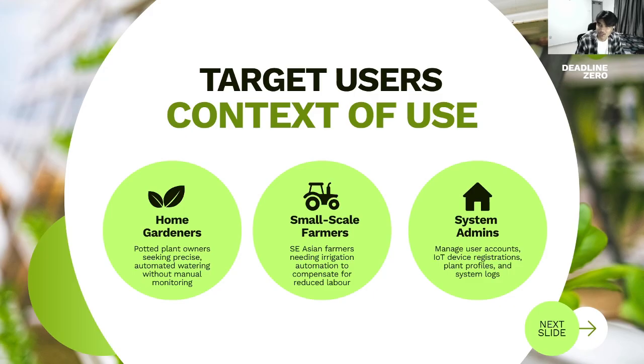Mainly, we have three target users: home gardeners, small-scale farmers, and also system admins. The home gardeners seek precise and also automated watering without manual monitoring. The small-scale farmers, especially the Southeast Asian farmers, need irrigation automation to compensate for their low number of labor workforce. And lastly, system admins will manage user accounts, IoT device registration, plan profiles, and also system logs. This is usually for all the systems.